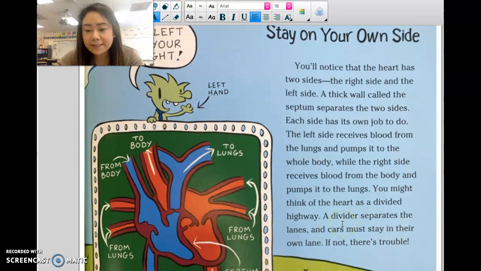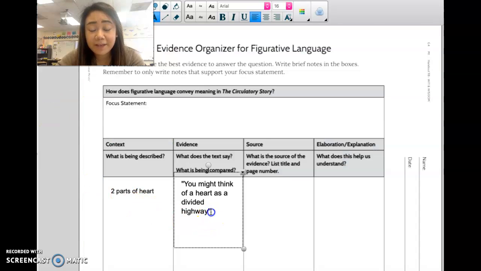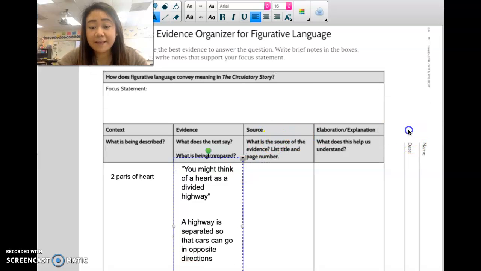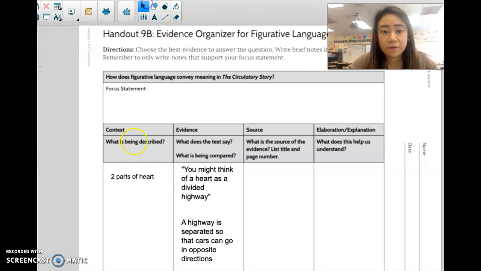And then I also noticed that it says a divider separates the lanes and cars must stay in their own lane. If not, there's trouble. So to me, I think it's also saying that a highway is separated so that cars can go in opposite directions. So I think that's important. That's what the author's saying. So pause the video if you need to write this down.